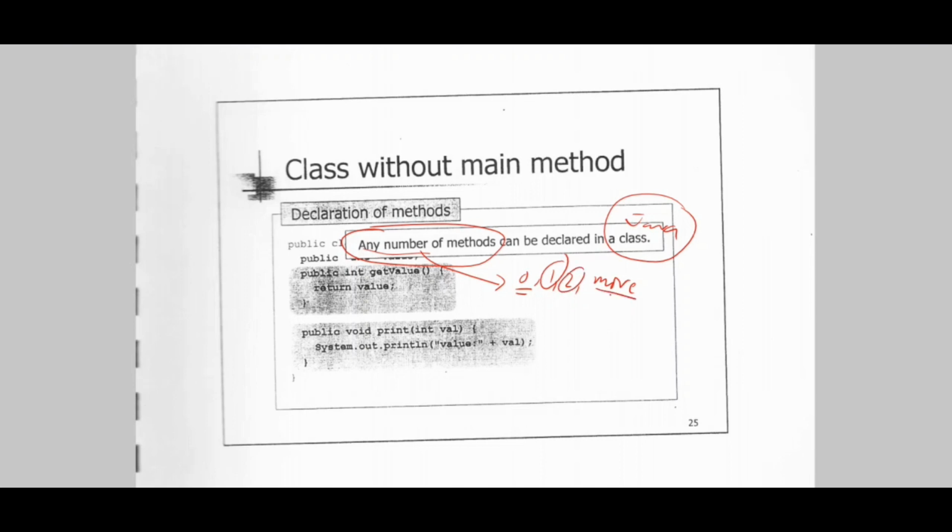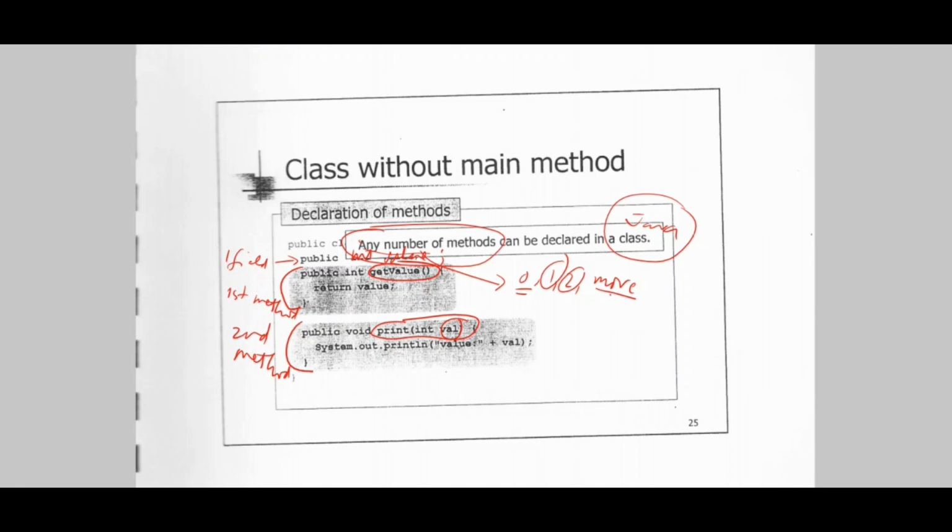So just like in this example here, we have one field. Okay, this is a field. This is int value. So we have here one field, and this one is the first method, and the next one is the second method. The first method is get value with zero arguments or parameters, and the second method is the print method with one parameter val of integer type.